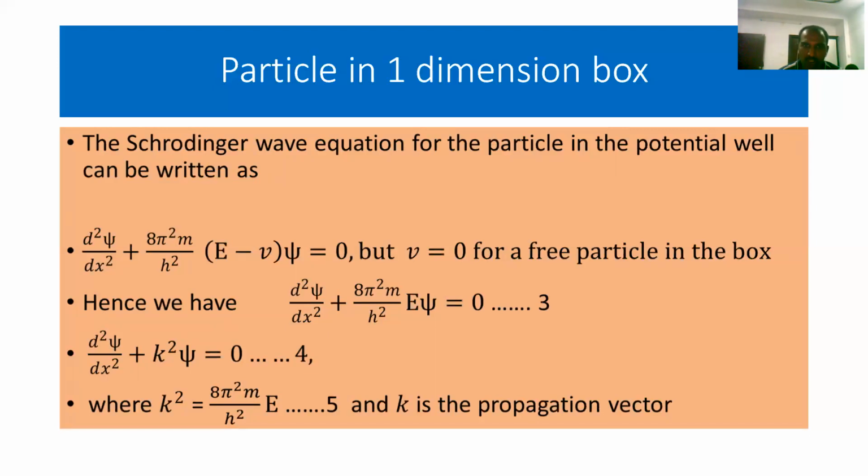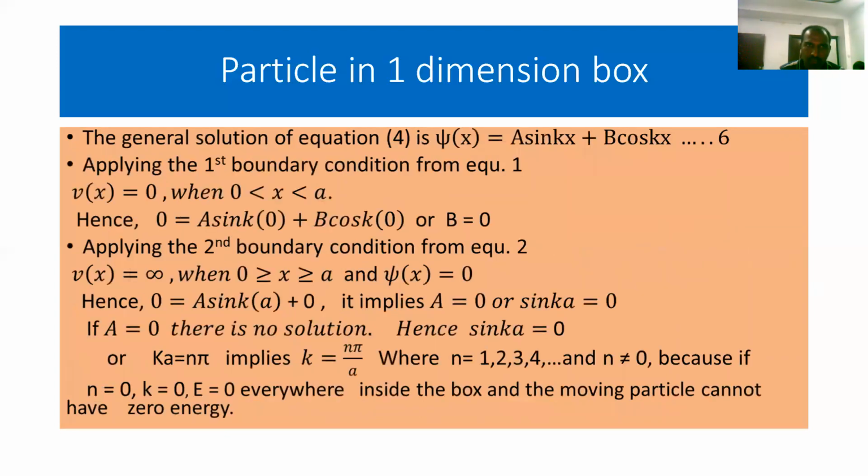That's why all those terms will be represented with a new constant k, called the wave propagation vector. As a result, this equation becomes d²ψ/dx² + k²ψ = 0. Then we have to provide the solution for this one. So the general solution for this equation is in the form of ψ(x) = A sin kx + B cos kx.